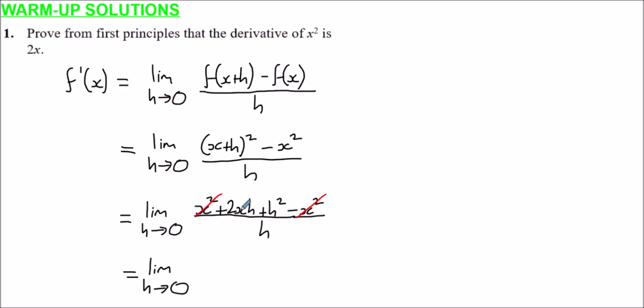And so this here will cancel. 2xh over h will become 2x. H squared divided by h will just leave us with h. So as h goes towards 0, the value of h will shrink down, and so the absolute limit as h goes towards 0 of the gradient function will just be 2x, like we saw in the previous lesson.